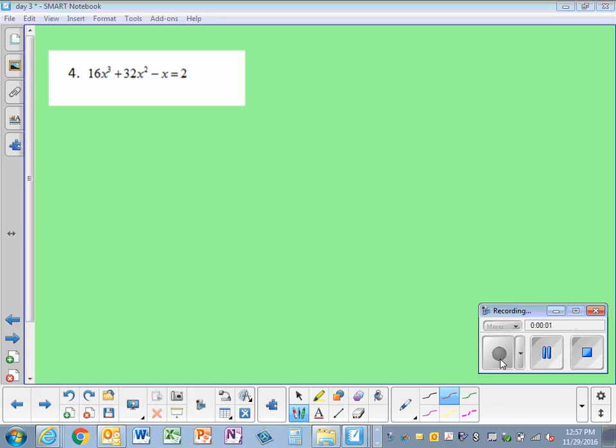Okay, what do we do first? What is the first step? Minus 2. We need to set the polynomial to 0. So I need to take the 2 to the other side. Minus 2 gives me 16x to the power of 3 plus 32x to the power of 2 minus x minus 2 equals 0. Now I have a 4-term polynomial.